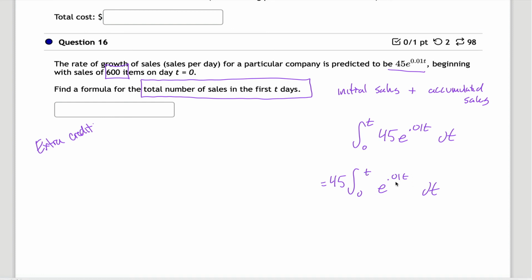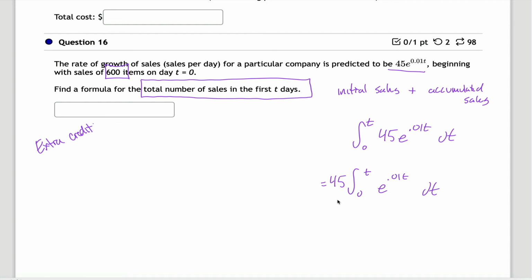Instead of figuring out the antiderivative and evaluating it at 50 and then 0 and taking the difference between the two, just evaluate it at t and then 0 and take the difference between the two. Change all of the variables in your antiderivative into t's. You won't have to make any change. And then subtract what you get when you change all these t's into zeros.